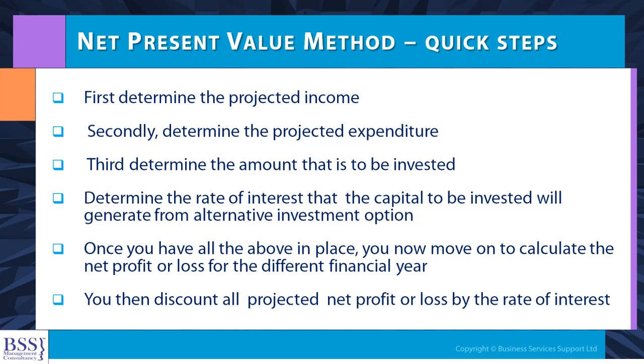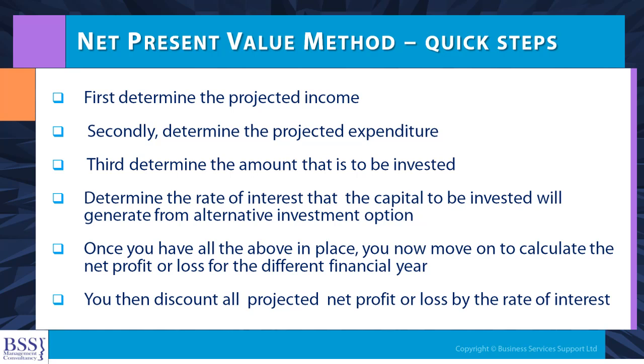What all this means is this: when appraising projects for financial viability, a manager must go one step further to determine the net present value in order to determine whether the project will generate a positive or negative net present value. To do this, the following steps must be taken. First, determine the projected income or sales from the project for the financial year concerned. Secondly, determine the projected expenditure or costs of the project over the financial year concerned.